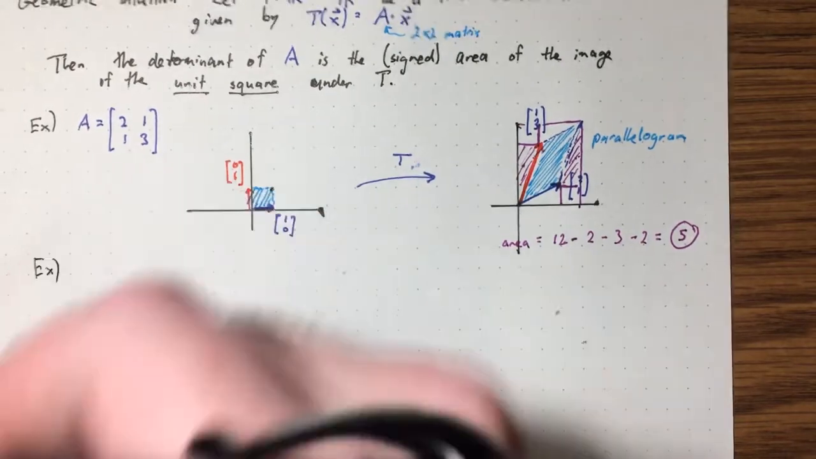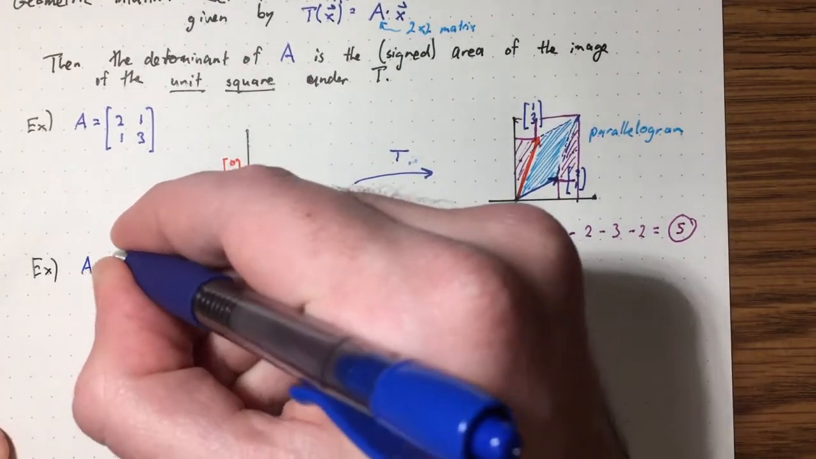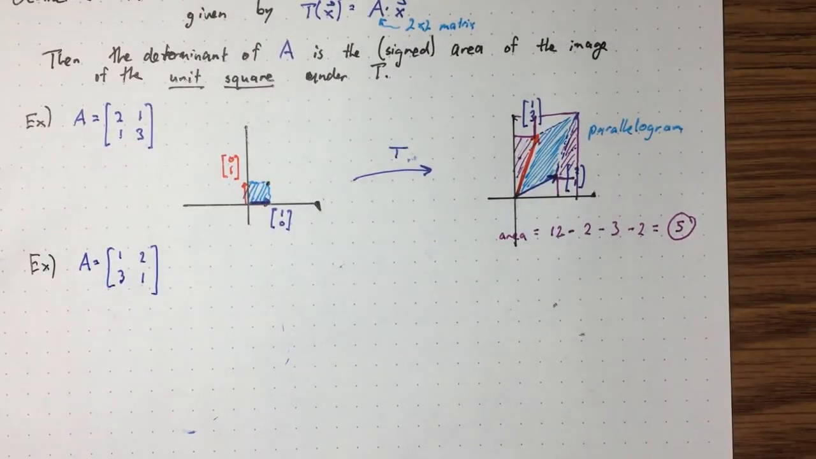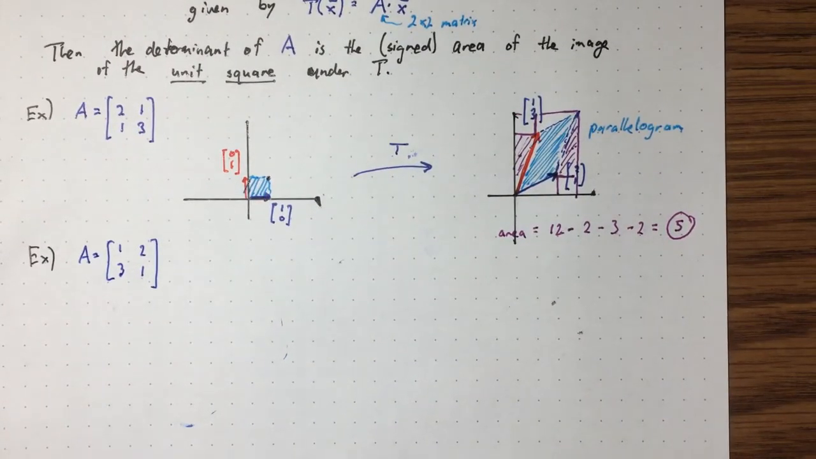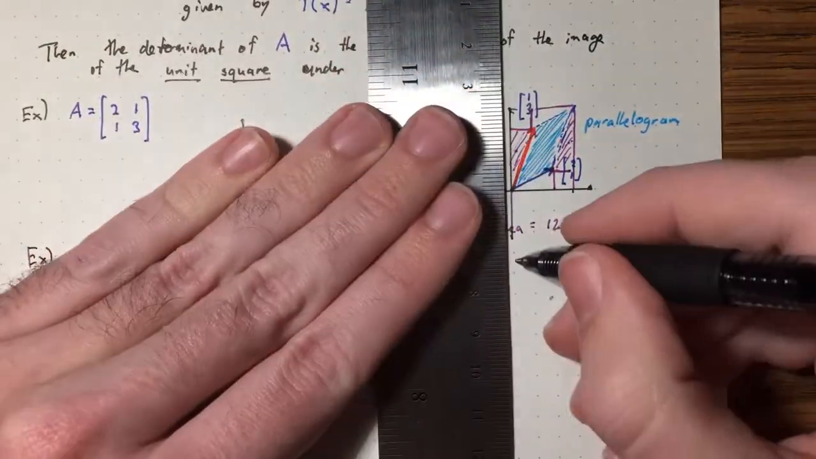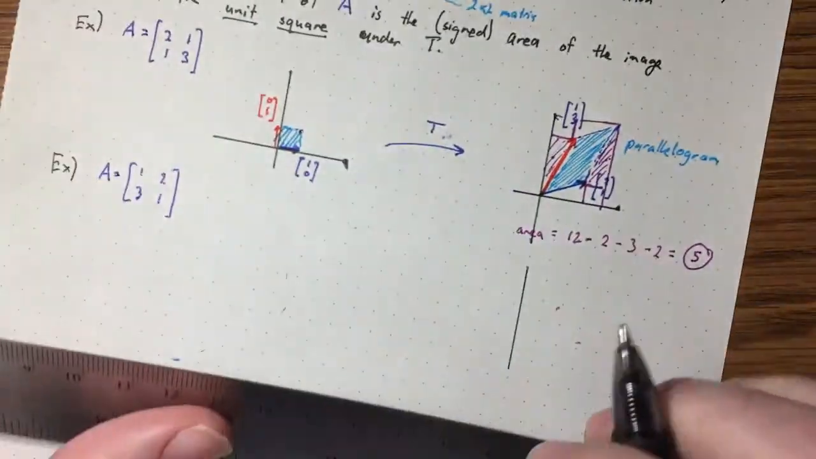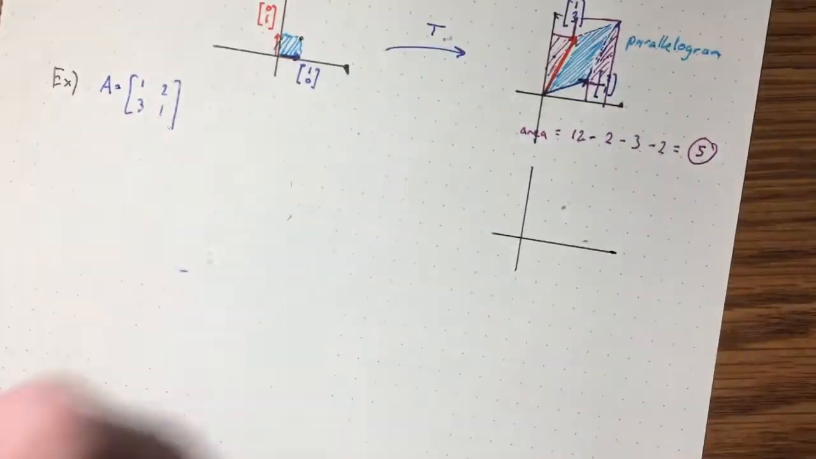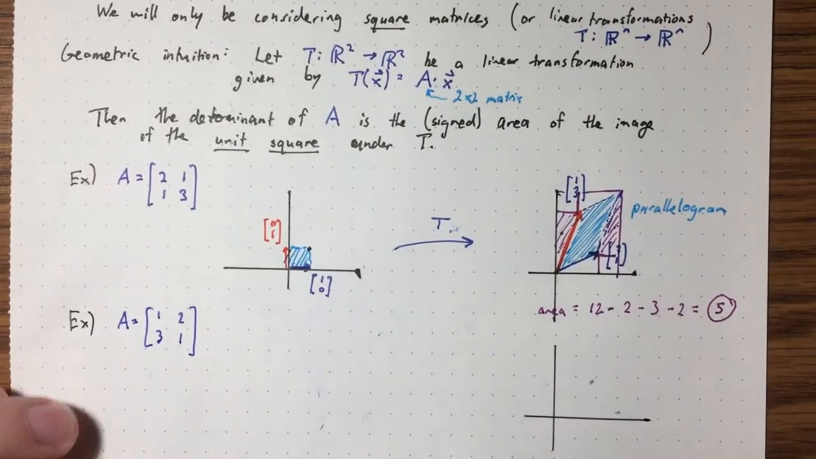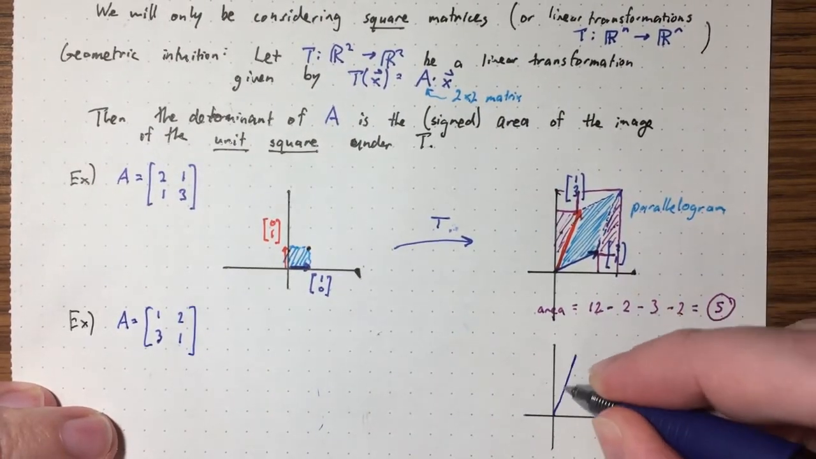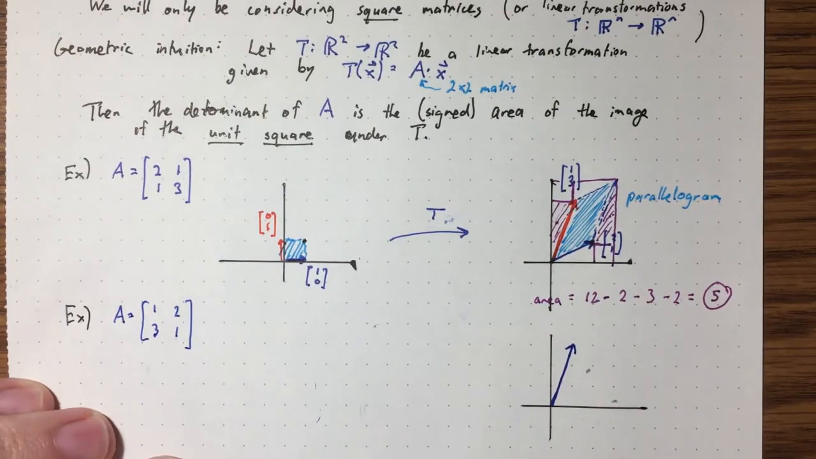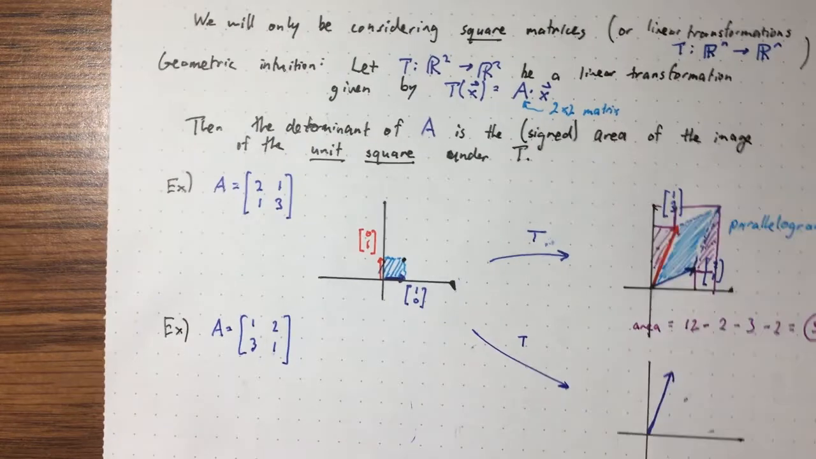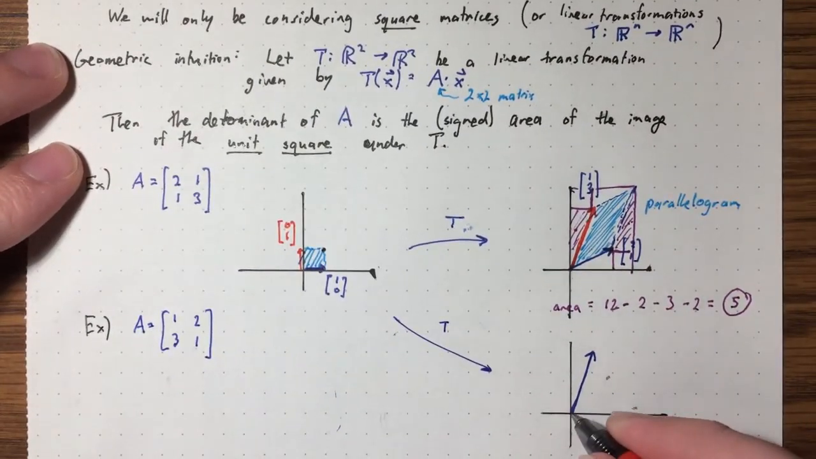What if I have this matrix? So 1, 3, 2, 1, like that. So I just swap the columns. Well, I won't draw that picture again. But what do we get over here? We get the same picture, but this blue one actually goes to the red one. So I'll draw the blue one here. Okay, so here's my new transformation, and the red one ends up over here.